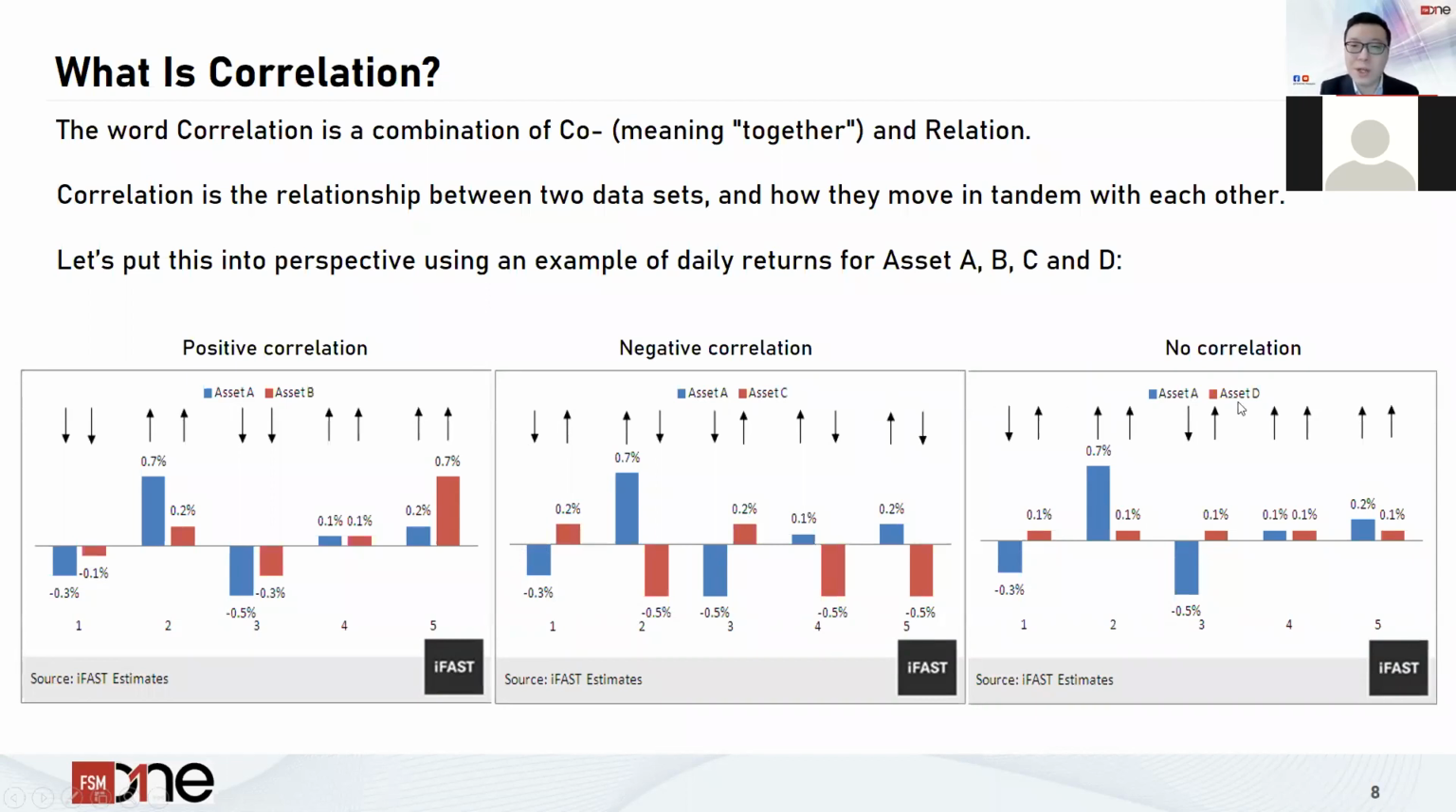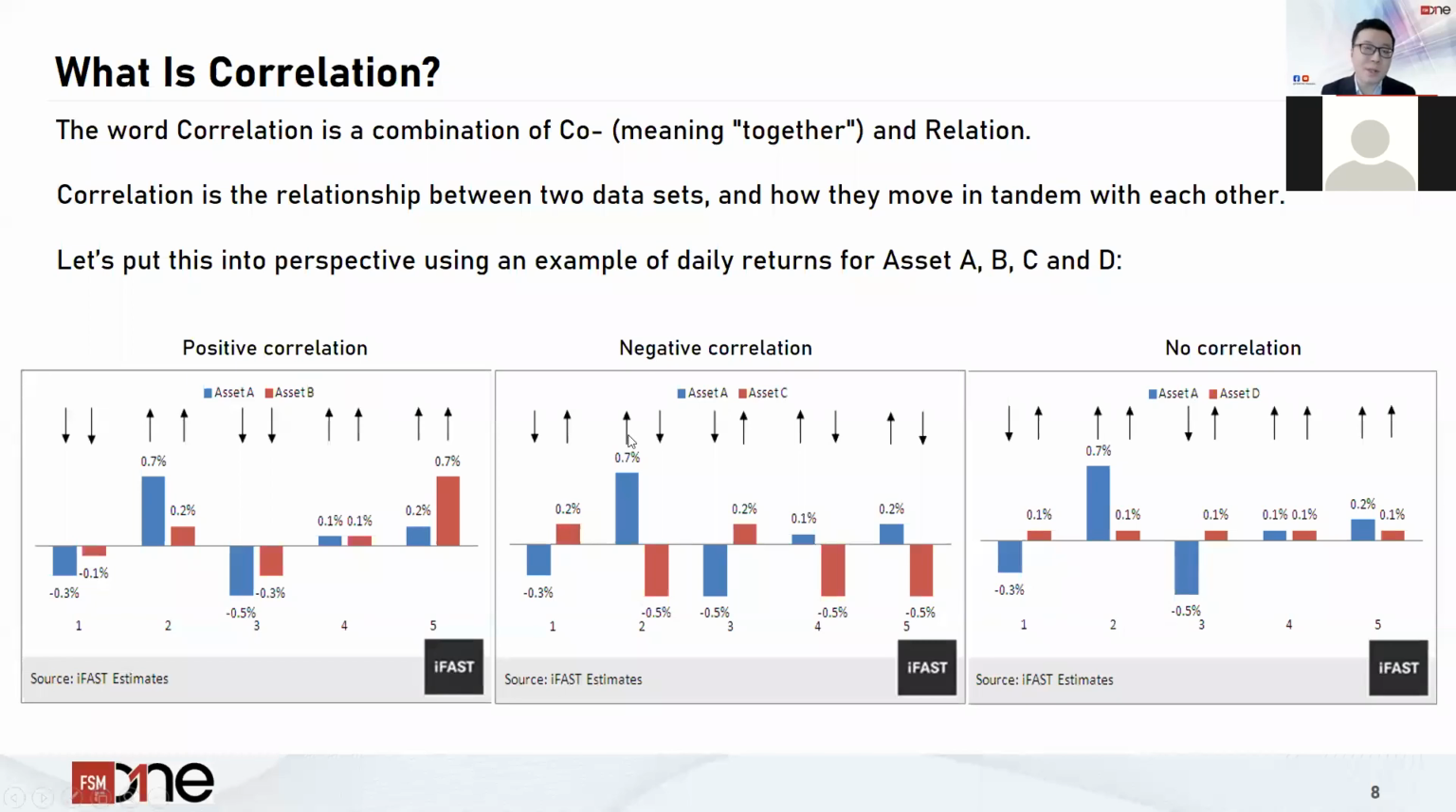Then there's also no correlation, the last one over here. Whatever happens in A is not correlated with asset D. In Chinese or Cantonese terms, it's mo la lang. For example, asset A moves down, asset D moves up; asset A moves up, and then asset D moves up also. So there's no relation. They just move randomly without any correlation with each other. Okay, so this is correlation.